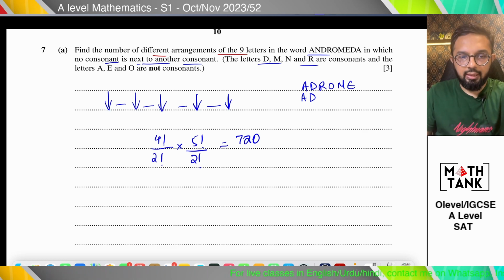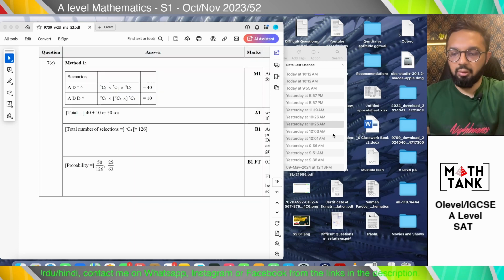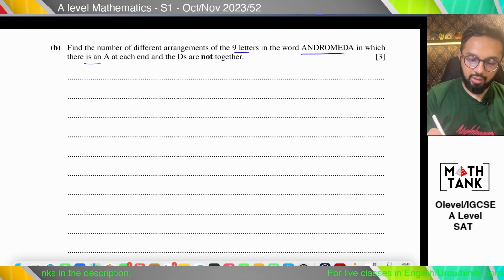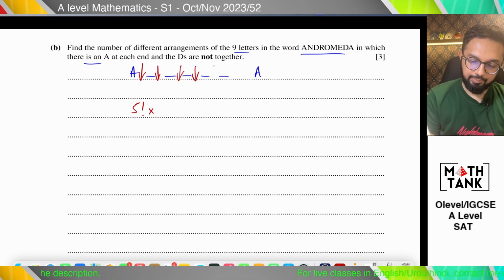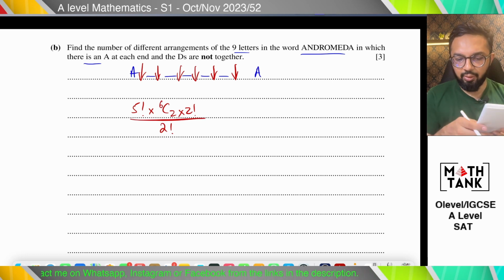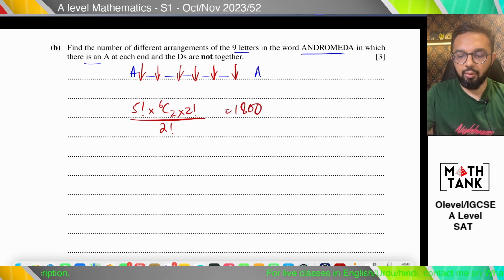Okay, let's check if that is correct. Okay, part B, find the number of different arrangements of the 9 letters in the word Andromeda in which there is an A at each end and the D's are not together. So 1, 2, 3, 4, 5, 6, 7, 8 and 9. Okay, so the A's are there, the rest of the letters are there, so that's 5 factorial. Then the D's could come up here. How many places? 1, 2, 3, 4, 5, 6. So 6C2 into 2 factorial, arranging the D's and then dividing by the D's and not dividing by the A's. Why? Because they're already fixed. You don't need to divide them. So you get 1800 and that's just your correct answer.